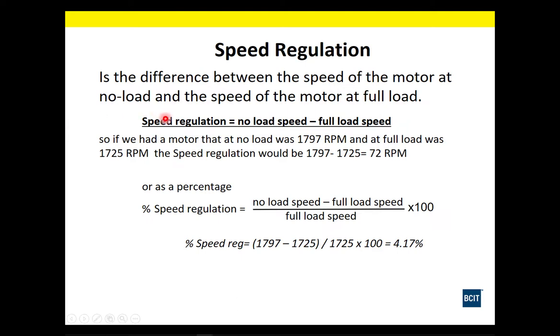Well, to find that out, we take the no load speed, 1797, subtracted by the full load speed, 1725. It's going to give us a 72 RPM speed regulation. Also, we can get that as a percentage by dividing that speed regulation RPM by the full load speed, then multiplying by 100. So again, 1797 minus 1725, divided by 1725, multiplied by 100, will give us 4.17% speed regulation for this particular motor.